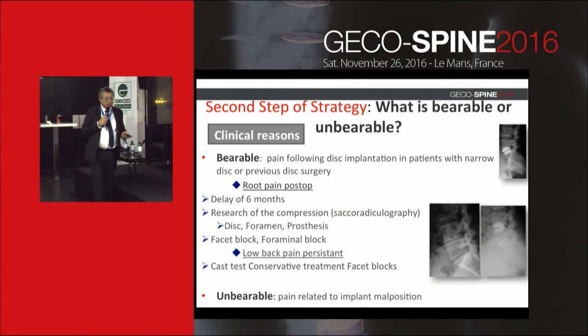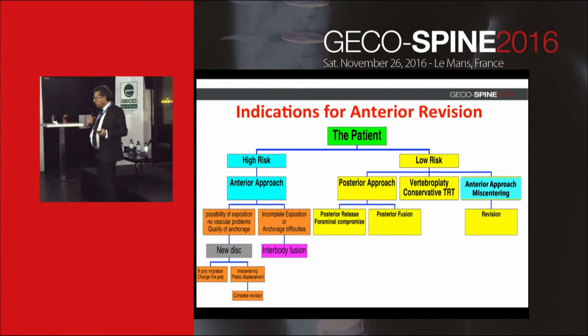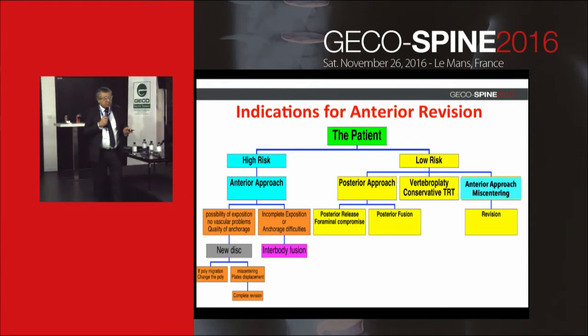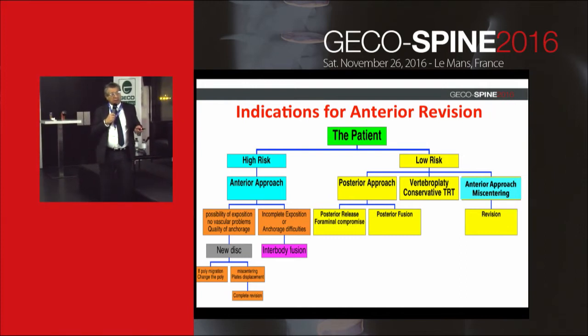The unbearable reason is the pain related to implant malposition. For us, the indication of anterior revision is when there are high risks for the patient and in case of neurovascular compromise, and then we can change the prosthesis or replace the prosthesis, and in case of anterior approach with miscentering. This is for us the only indication of anterior revision.